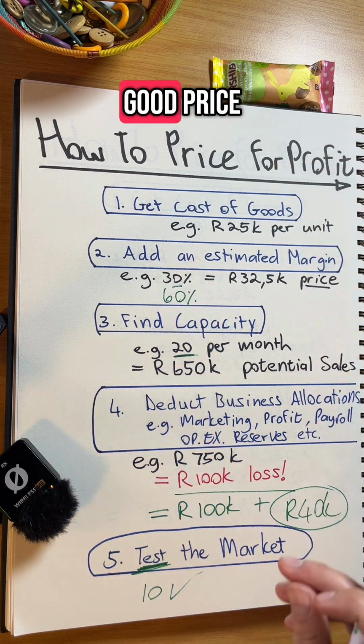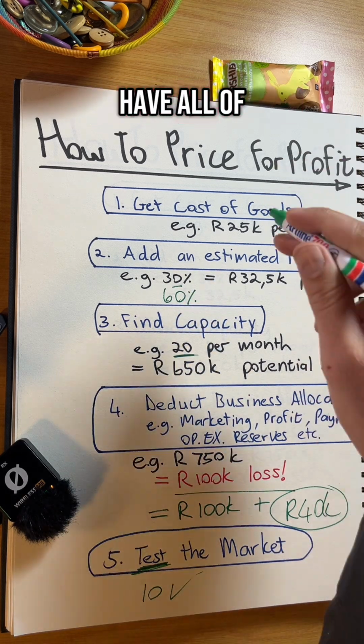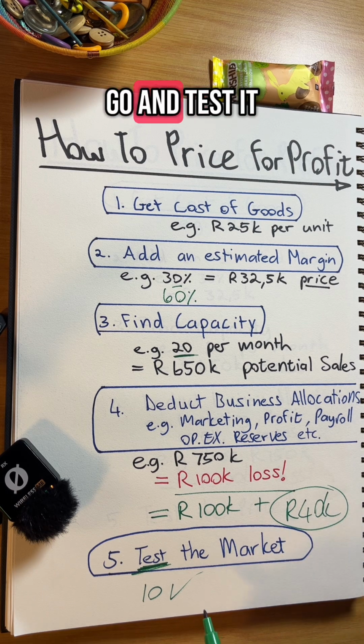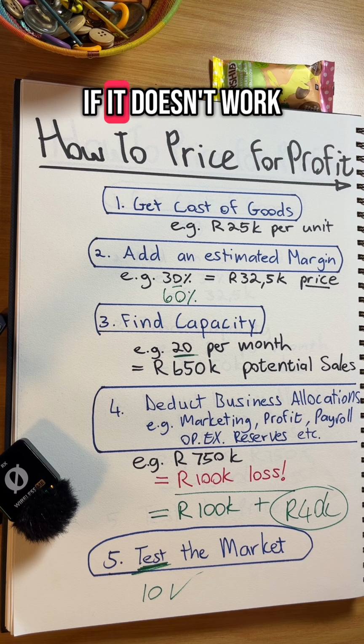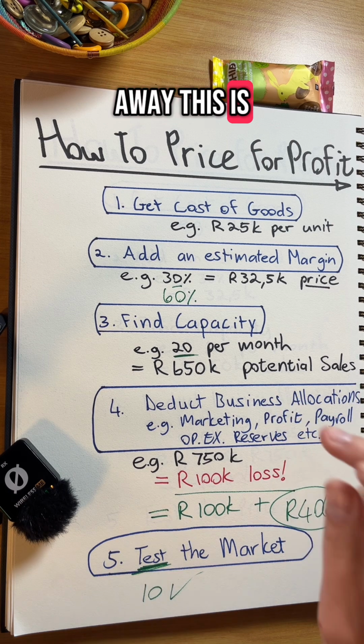And we would just find a good price that's calculated to have all of this kind of stuff in it. And then we go and test it. If it works, we keep it. If it doesn't work, we throw it away. This is how I would price.